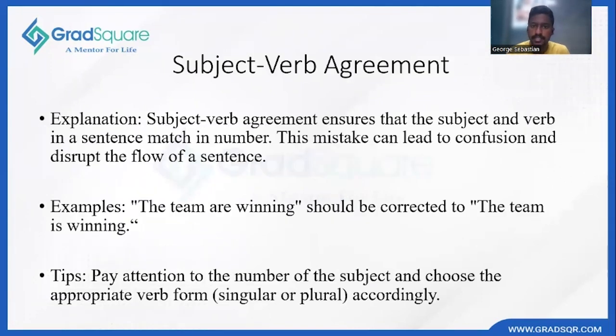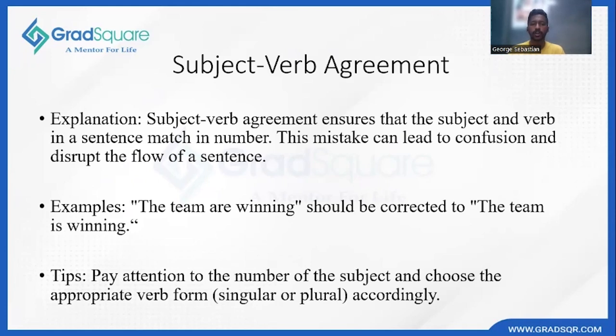The first area is subject-verb agreement. I think most people have a misunderstanding related to subject-verb agreement. Most people commit some minor, small mistakes here. Whenever we are talking about subject-verb agreement, the first thing we have to make sure of is that we have a clear understanding of the basic factor here.